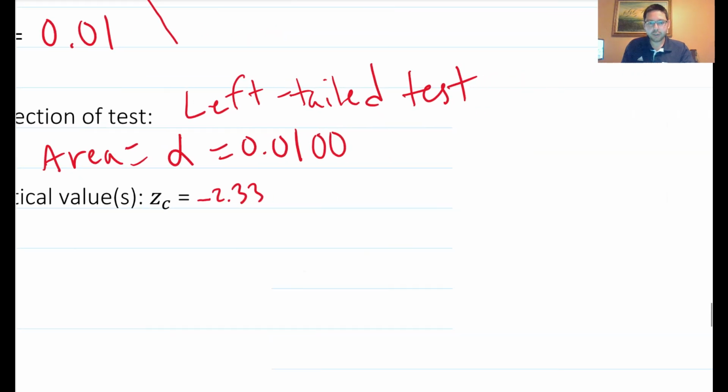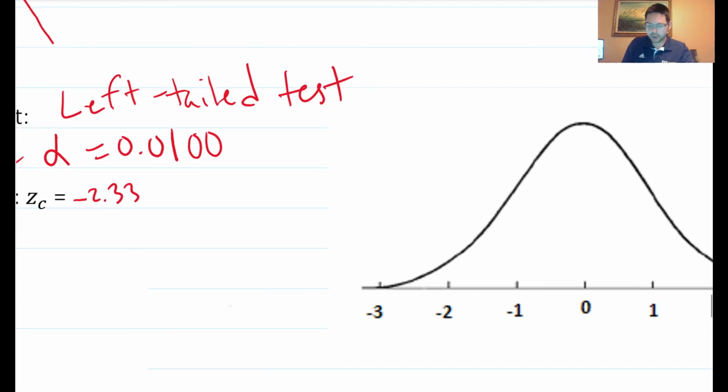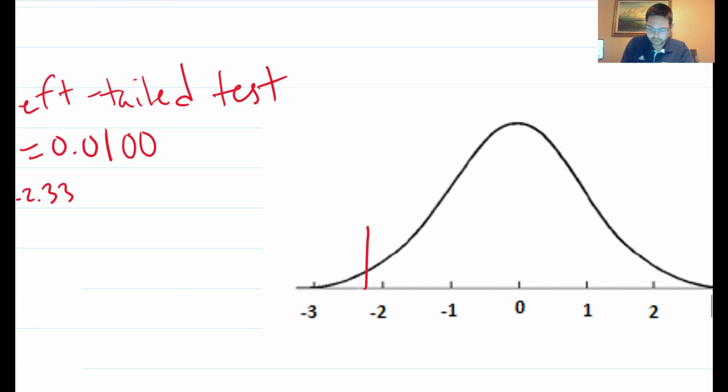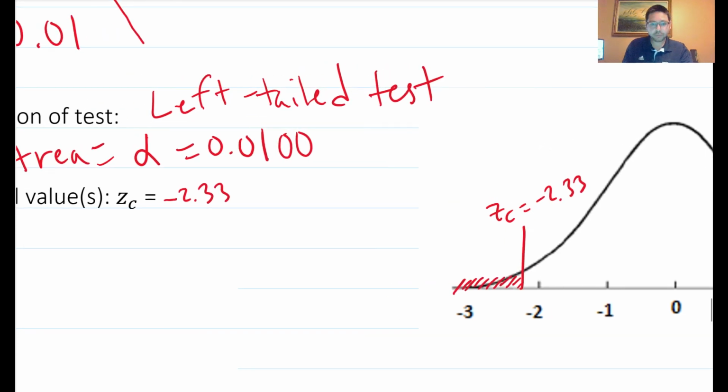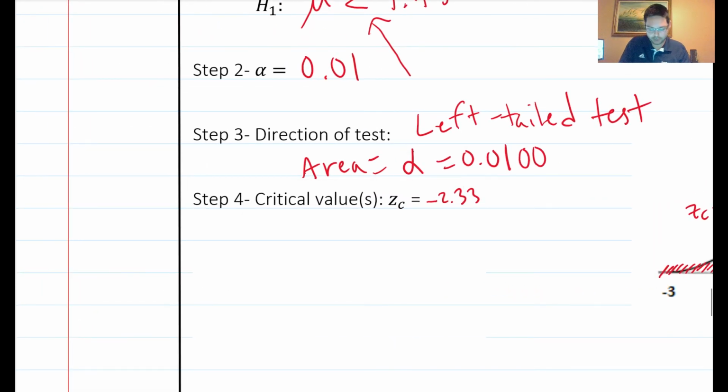All right. So now we're going to go ahead and sketch the curve. There's my curve right there. We're going to label our critical value there, negative 2.33. And shade our rejection region. So that's our rejection region right there. All right. Now let's go to the next step here. Step 5 is to shade. We did that.